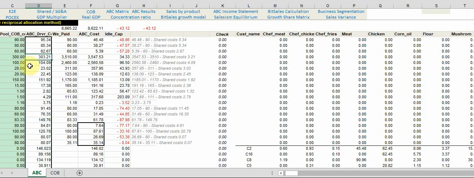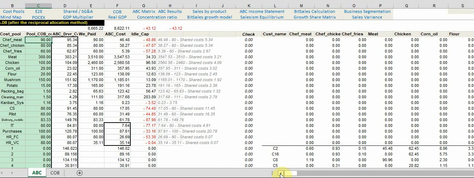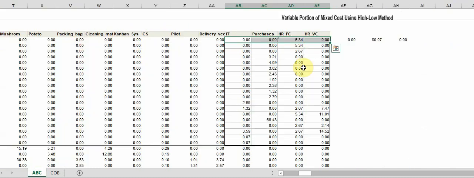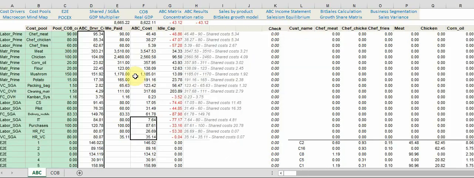The column pool price is what we actually cash out. That is our cash flow we paid. For example, chef meat is being paid 90 Egyptian pounds in each COP, and after using our reciprocal allocation method, this cost pool, the chef meat, costs us 95.34 because this cost pool is charged with other cost allocation. This 5.34 pounds is its share from HR fixed cost, and so on for all cost pools.